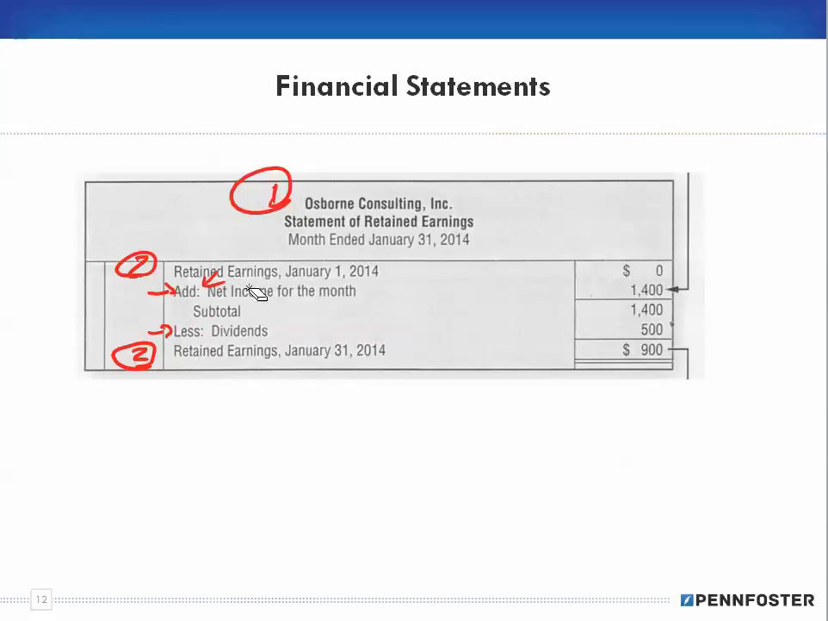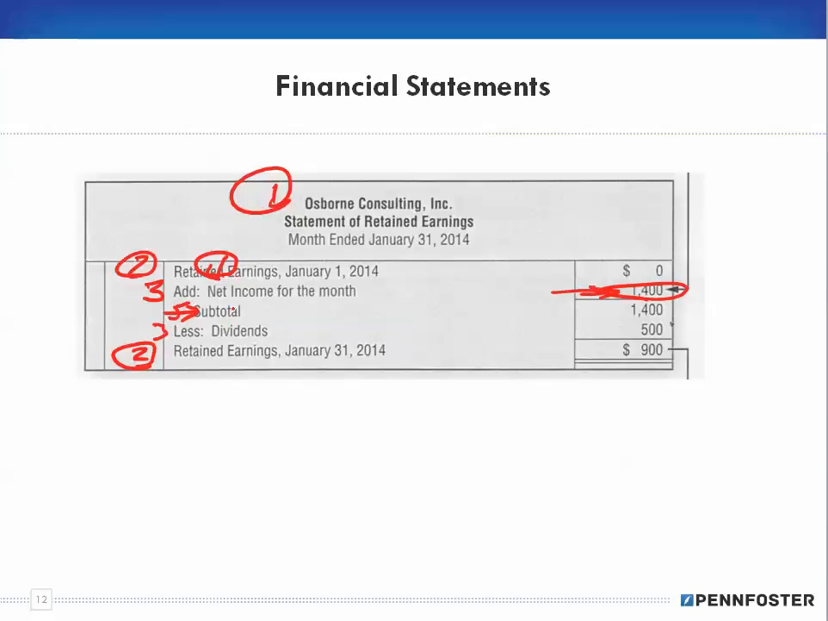To calculate our retained earnings, we start out with the beginning retained earnings, and then we add in the net income for the month. Or I could have just written net income. I don't have to write for the month, right? I write in the column the $1,400. So this is like number 3 here. I'm going to write add, and then the word less. And then I'm going to write in for the net income, and I'm going to fill in the amount in the column.